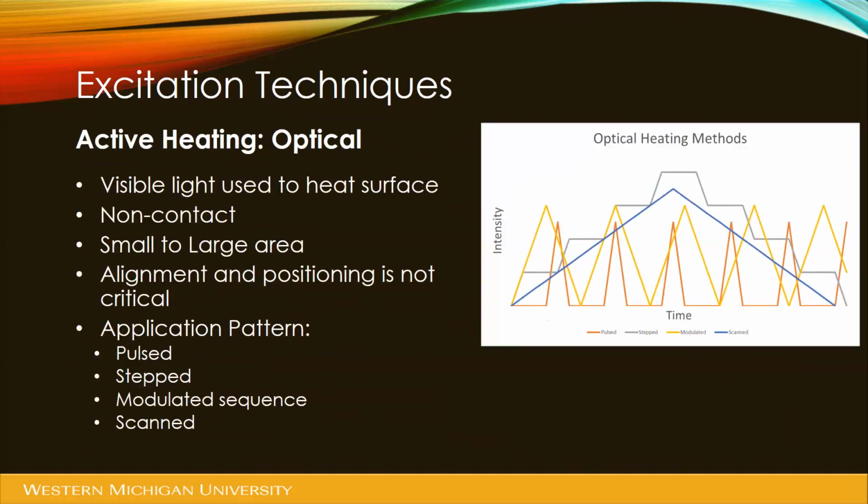Here's that graph, and this can be done with visible light, optical, showing the intensity over time of different heating techniques. Active heating with optical has the advantage of being non-contact, whereas some of these methods require contact. You can do various size areas, anything from small to large. Even a very small change in heat can be detected by these cameras. Oftentimes the alignment and positioning isn't critical, and then you can do these different patterns.